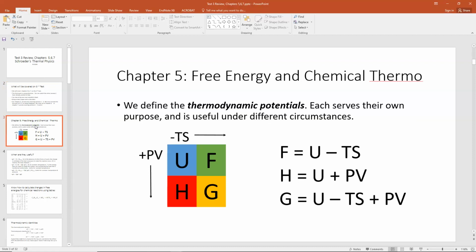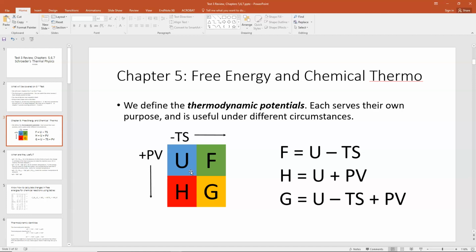Okay, so Chapter 5. First three sections, we covered the free energies. These are the thermodynamic potentials, and each one is useful under different circumstances. Remember, Schroeder provided this little graphic here. If you wanted to write this on your sheet, that's a helpful way to remember the formulas for the different free energies. So here are their definitions.